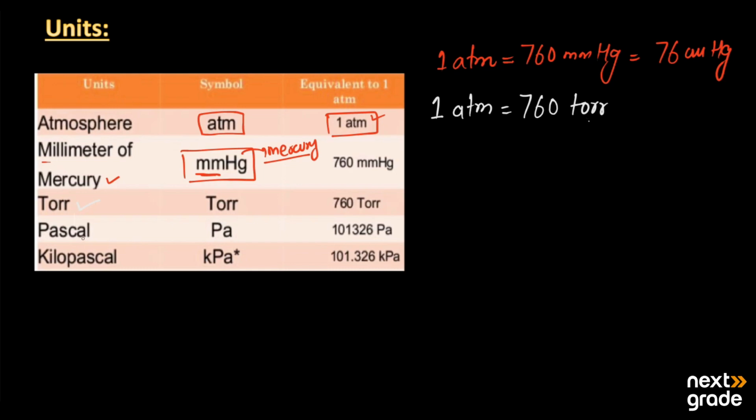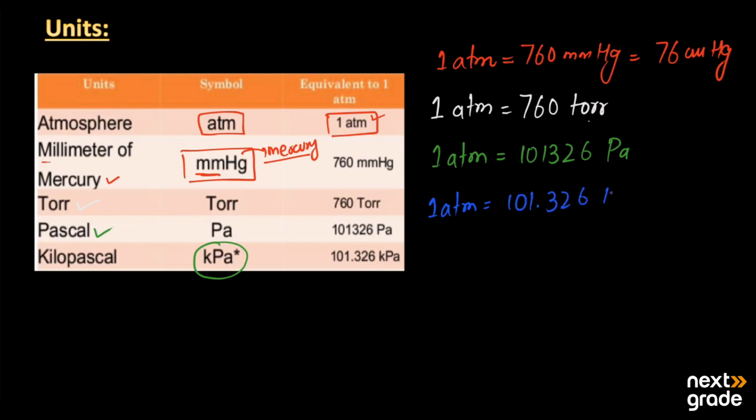Then we have the unit Pascal. When we have 1 atm, it is equal to 101326 Pascal. And in kilopascal, 1 atm is equal to 101.326 kilopascal. All these units are interconvertible and can be used for the measurement of pressure.